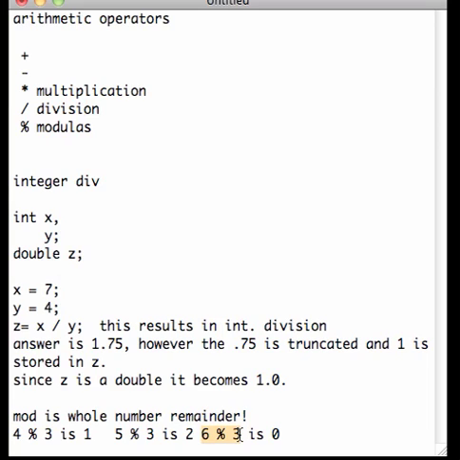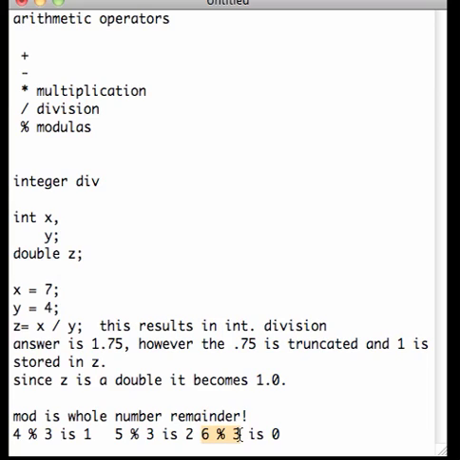Let's do the other thing. Let's take 1. 1 mod 3 is 1, 2 mod 3 is 2, and 3 mod 3 is 0. So anything mod 3 is going to be 0, 1, or 2. Anything mod 4 is going to be 0, 1, 2, or 3. Anything mod 5 is going to be 0, 1, 2, 3, or 4.